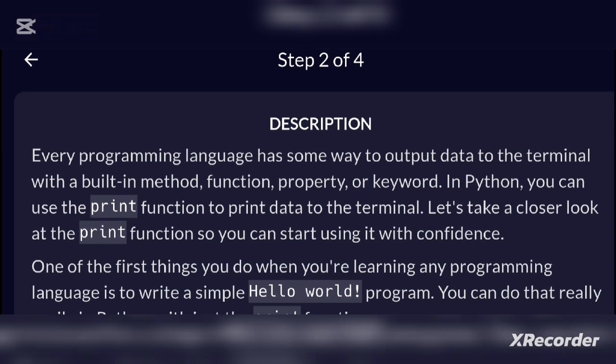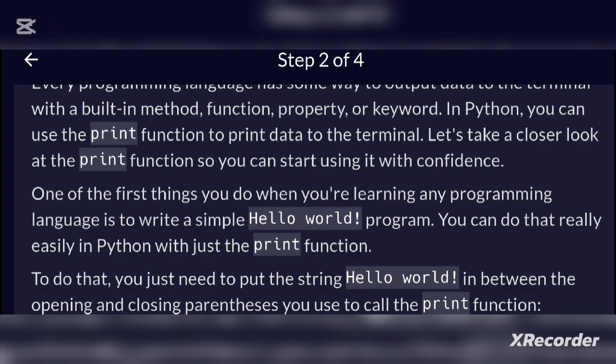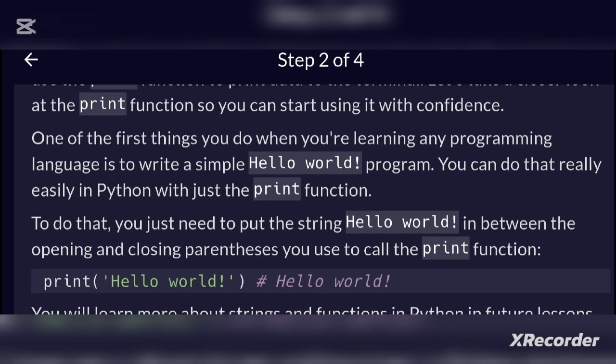This is the description. Every programming language has some way to output data to the terminal with a built-in method, function, property, or keyword. In Python, you can use the print function to print data to the terminal. Let's take a close look at the print function so you can start using it with confidence. One of the first things you do when you are learning any programming language is to write a simple hello world program. You can do this really easily in Python with just the print function.